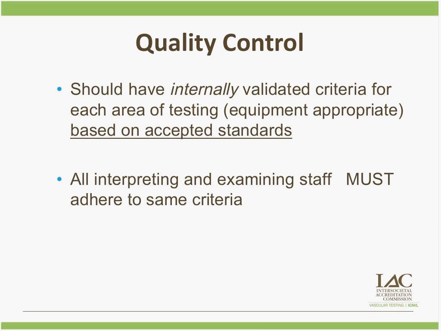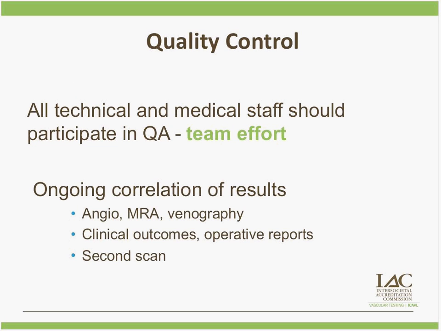Quality control, a big area, a big problem for some people for some reason. There are lots of examples and guidelines on the IAC website that will help you with this. You must have internally validated criteria for each area of testing that you perform based on accepted standards. And all the interpreting and examining staff must adhere to that same set of criteria. It should be a team effort that everyone participates in the QA. It's not really a good idea if one person does all the QA because then the entire team doesn't learn. And the whole point of doing quality control is for everyone to learn from their mistakes, learn from someone else's perhaps wrong conclusion, and then you don't make that mistake again.